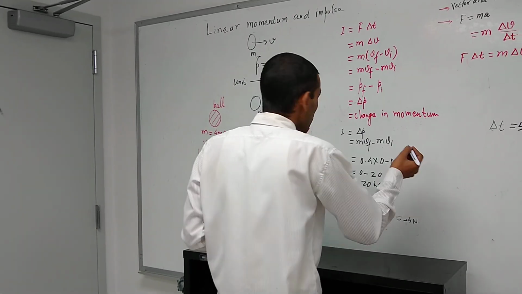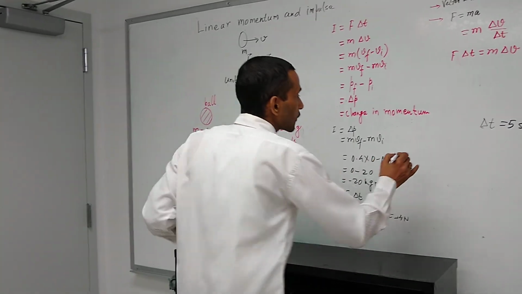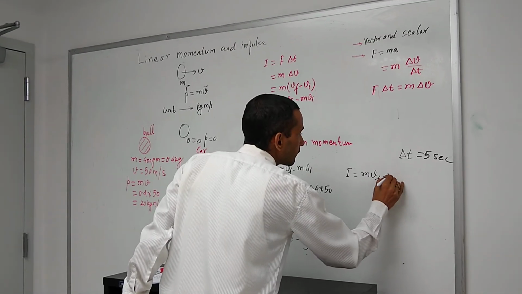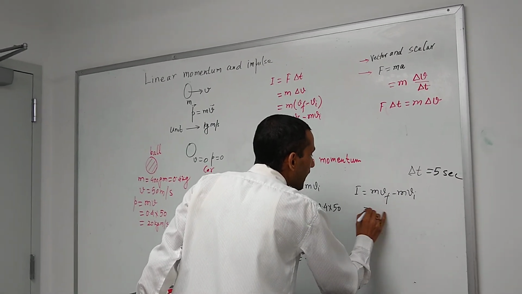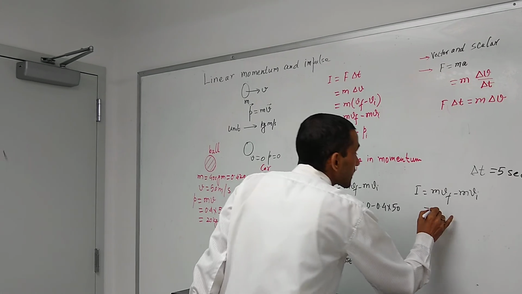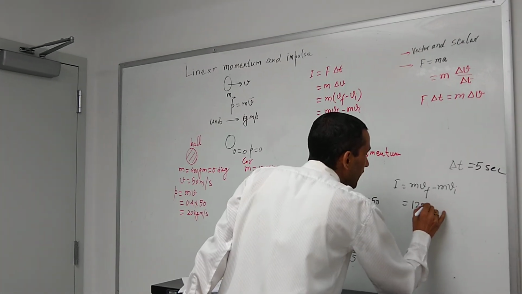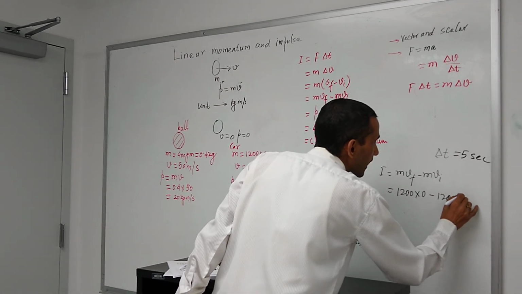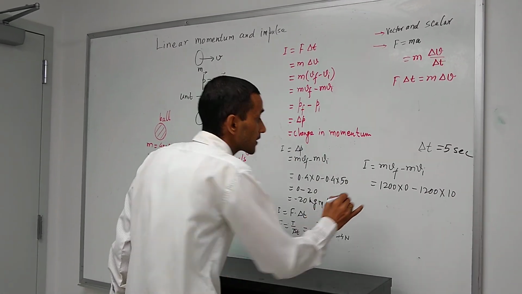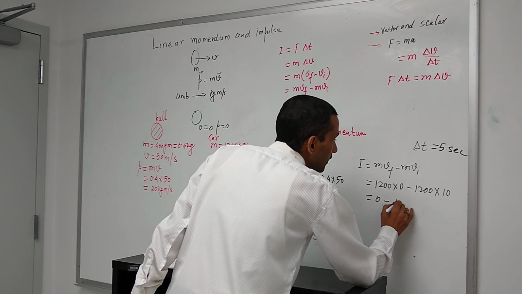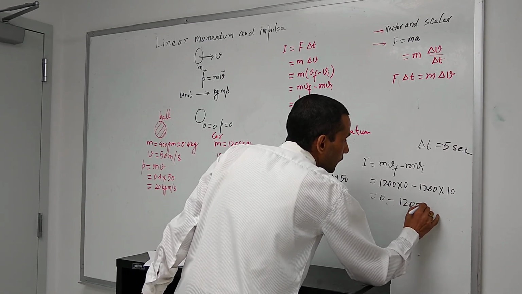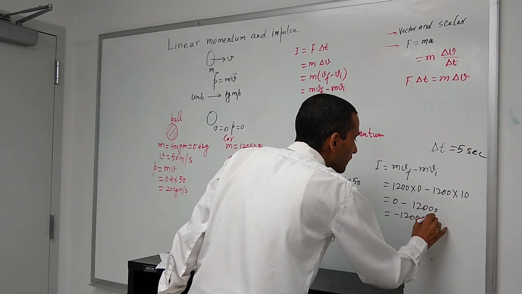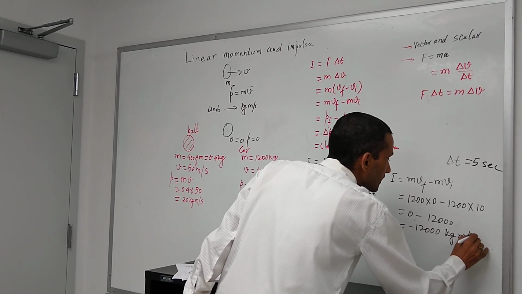Again, calculate the force required to stop this car. I have impulse equal to change in momentum, m vf minus m vi. The car has to stop, so final velocity is 0. Its mass is 1200 kg times final velocity 0, minus 1200 mass times initial velocity of 10 meters per second, which is 0 minus 12,000. So that is negative 12,000 kg meter per second, the change in momentum.